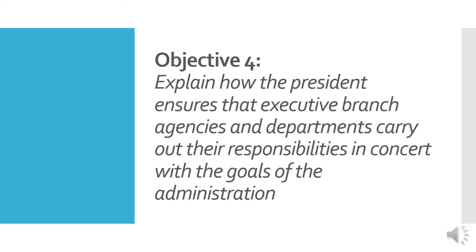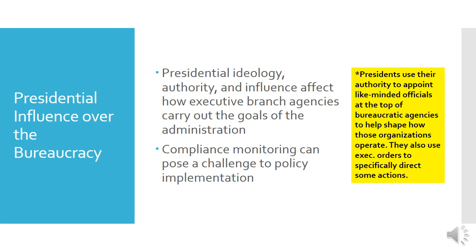Objective 4, explain how the president ensures that executive branch agencies and departments carry out their responsibilities in concert with the goals of the administration. So let's not forget that the bureaucracy is technically part of the executive branch, although the vast majority of the employees within the bureaucracy are not appointed by the president. They do technically work for the president. He is their boss. And so presidents want to shape the bureaucracy. They want the bureaucracy to fall in line with whatever their ideological positions are on different things.